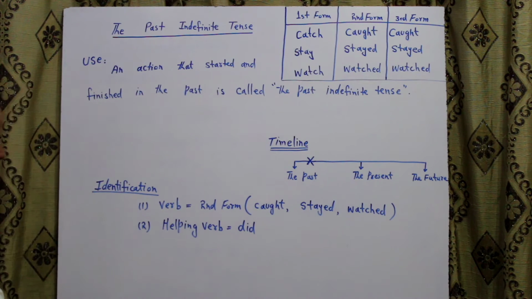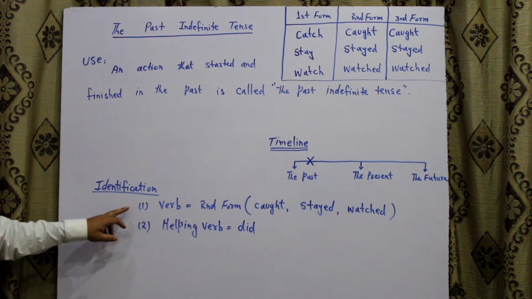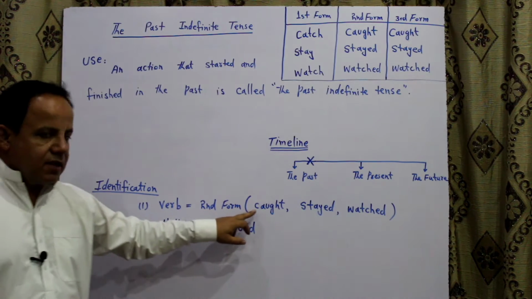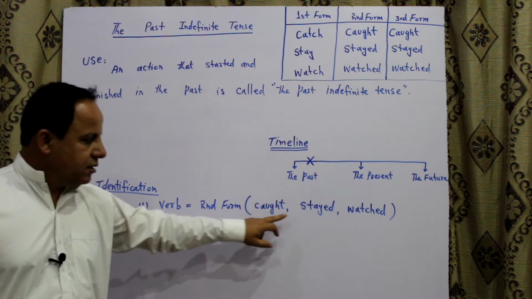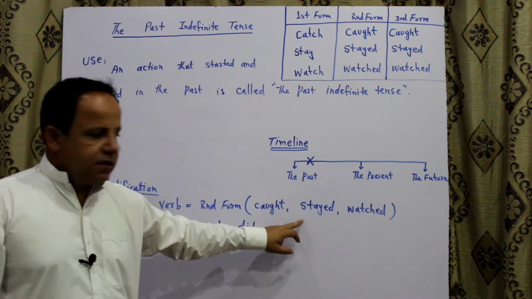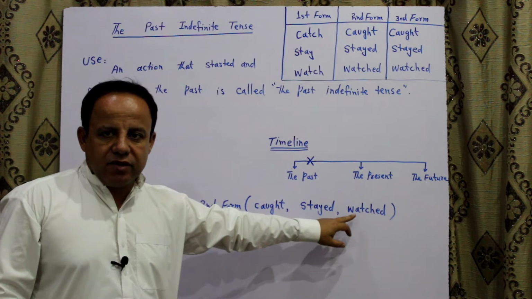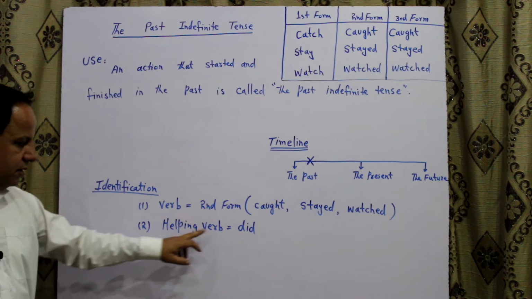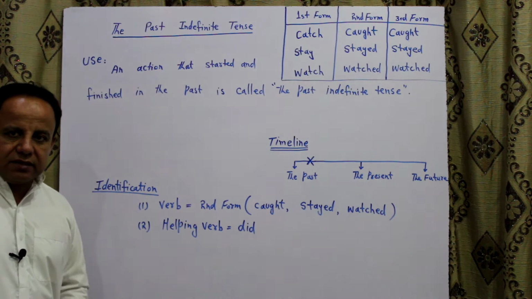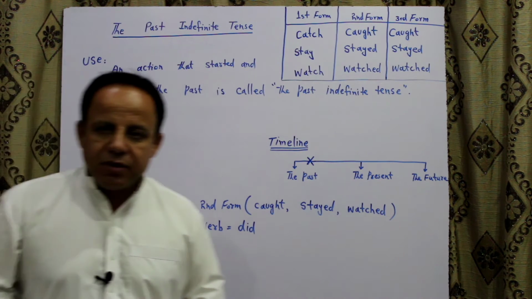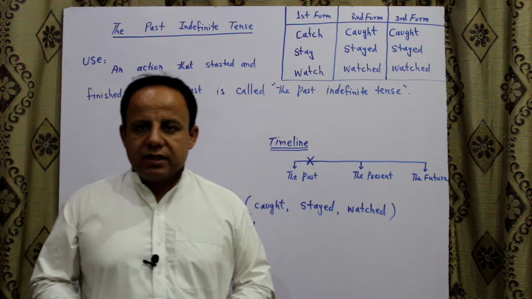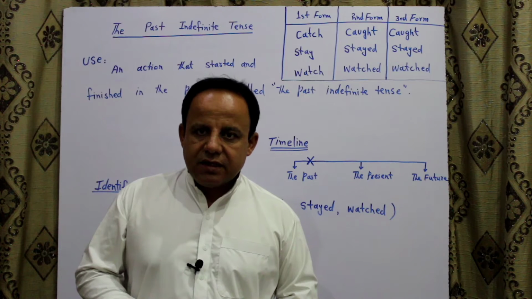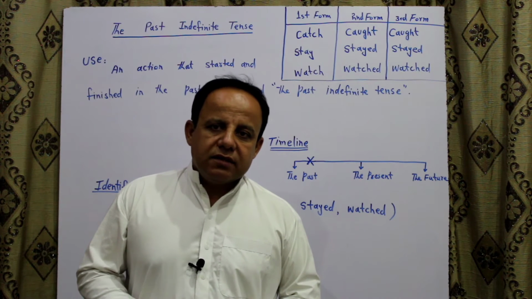Let's go and see the identification. The first identification is the verb. We use the second form of the verbs. Catch, second form is caught; stay, second form is stayed; and watch, second form is watched. Second identification is the helping verb. There is just one helping verb, that is did. This helping verb did is used with all the subjects, whether first person, second person, or third person.